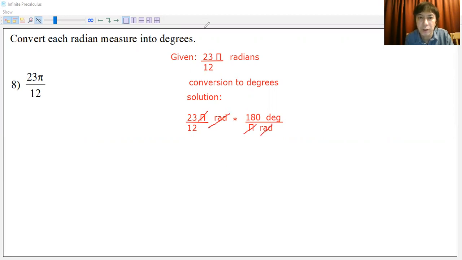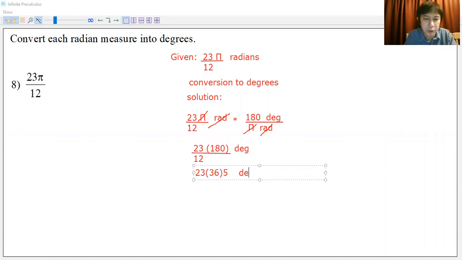And so we'll be left with the numbers 23 times 180. This is now just degrees. And this is divided by 12. So what we need to do now is simplify the numbers. 23 is a prime. Now 180 is 36 times 5. So we can now do our factoring. 180 is expressible as 36 times 5.